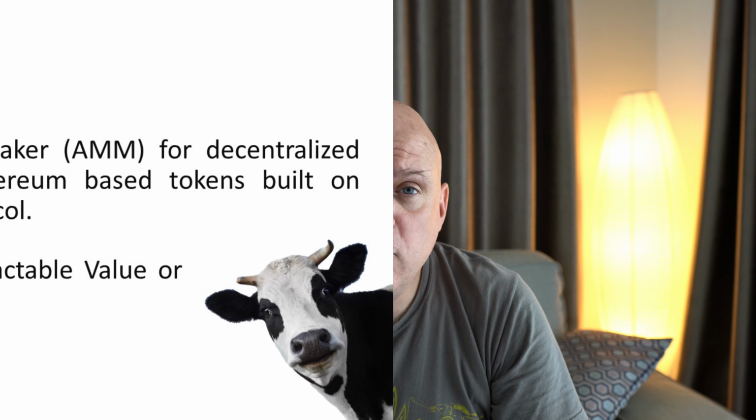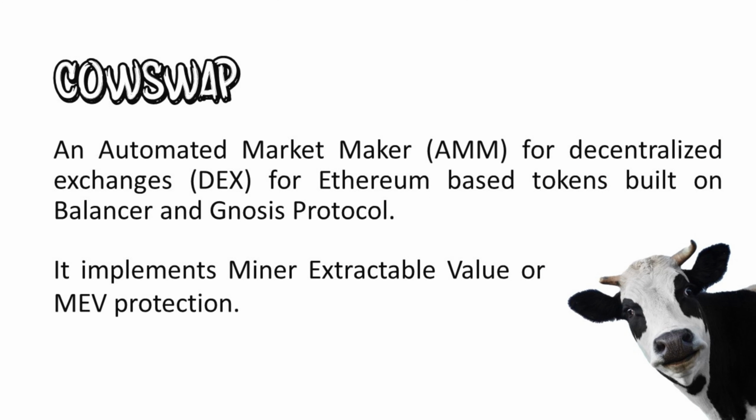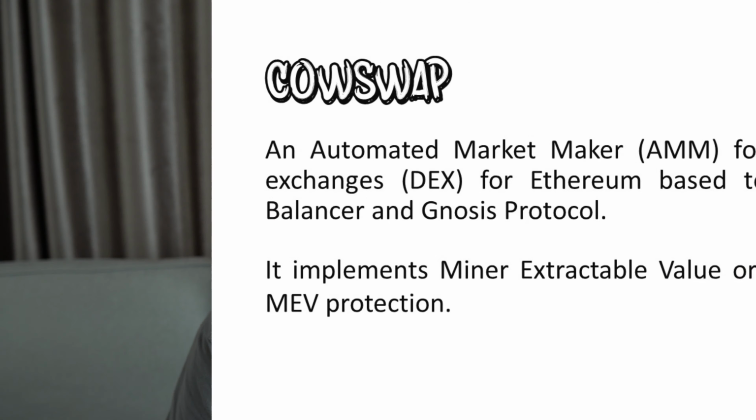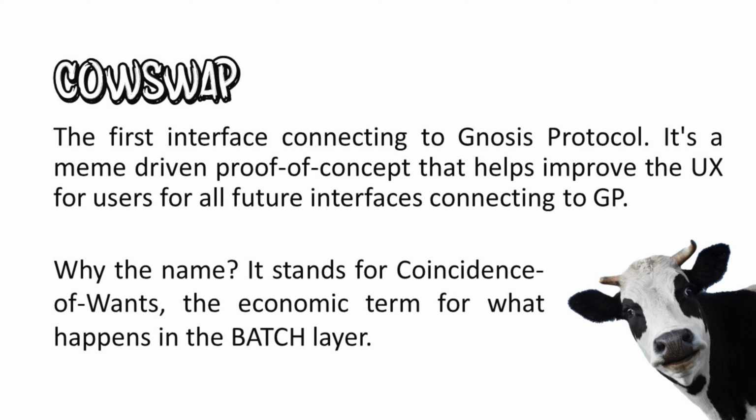So one of the projects that's attempting to prevent miner extractable value is Cowswap. Now, Cowswap from their website is an automatic market maker, AMM, for decentralized exchanges for Ethereum-based tokens, and it's built on Gnosis Protocol. It implements miner extractable value or MEV protection. Cowswap is the first interface that is connected to Gnosis Protocol, so it's sort of like a meme-driven proof of concept, if you like, and it's aimed at enhancing the user experience over everything else.